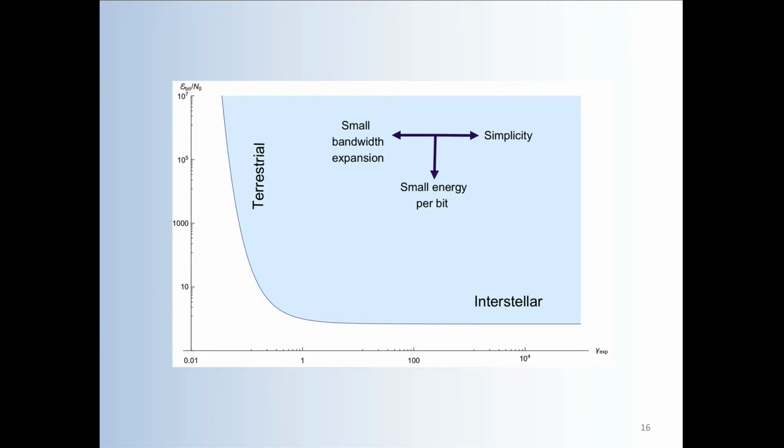Well, this shows the curve of energy per bandwidth expansion for the particular case of cosmic background radiation. And what we're measuring on the vertical axis is actually the ratio of energy per bit to the power spectral density of the noise. The power spectral density has units of energy, and so this is a unitless quantity.